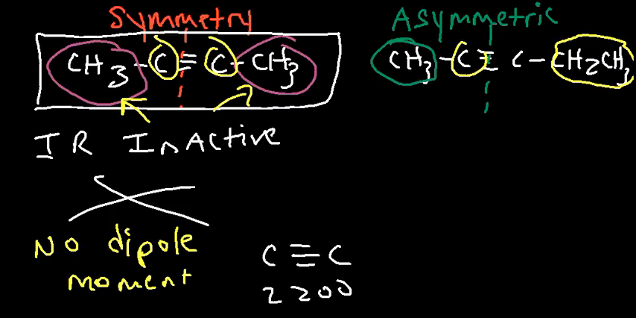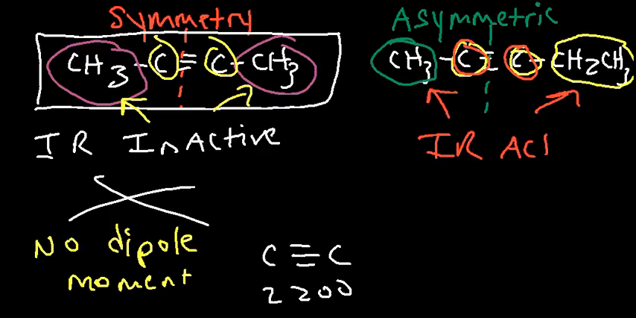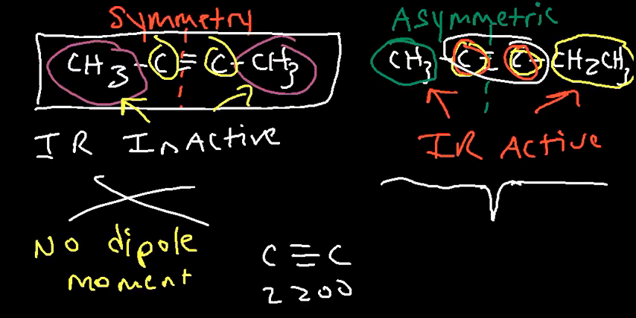Now here, even though these carbon atoms are identical, their electronic environments are different. Here you have a methyl, here there's an ethyl. So even though this bond is still relatively nonpolar, it still has a small dipole moment, so it's IR active. And this signal on the graph is actually very small. Around 2200, you might see this very weak signal. That's why it's so weak, because this bond is relatively nonpolar, but it still has a small dipole moment. But you should still see it though, since it's IR active.